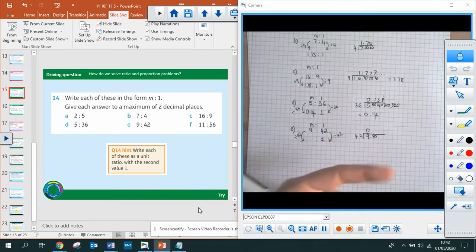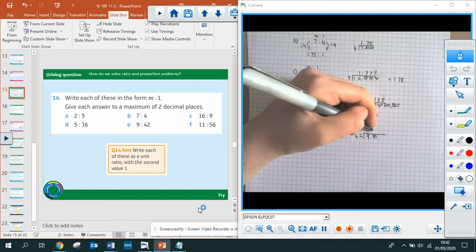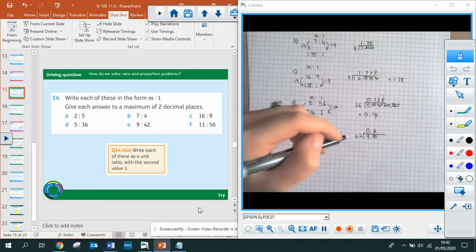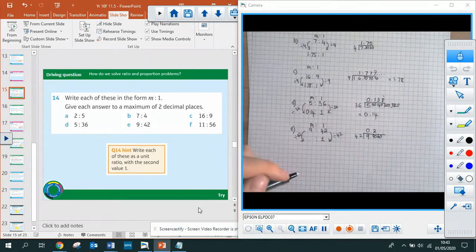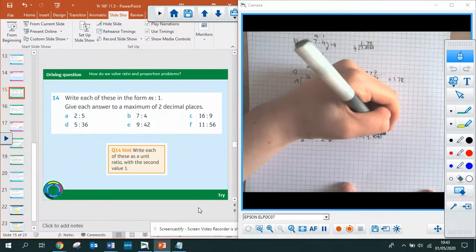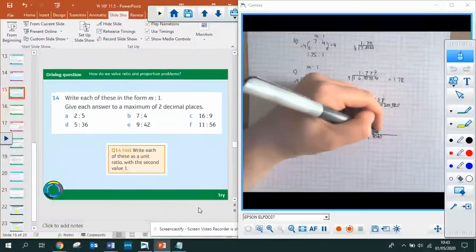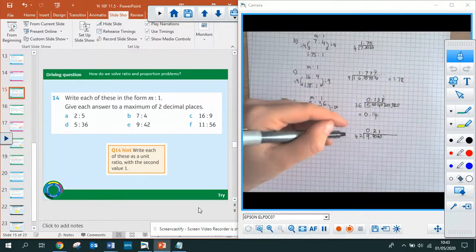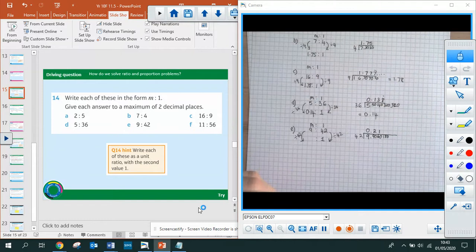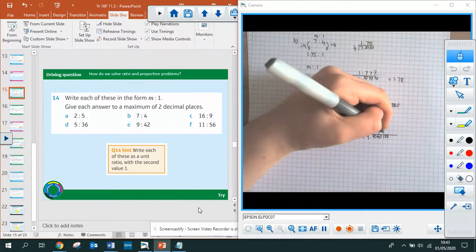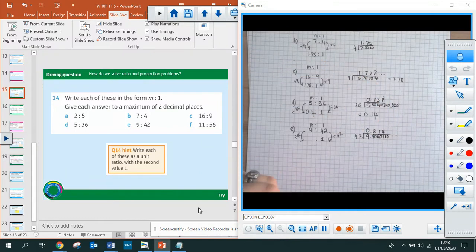42 goes into 90 twice, because that would be 84. With 6 remaining, that makes 60. It goes into 60, let's just extend that, goes into 60 once, with 18 remaining. That becomes 180. It goes into 180 4 times, with 12 remaining.